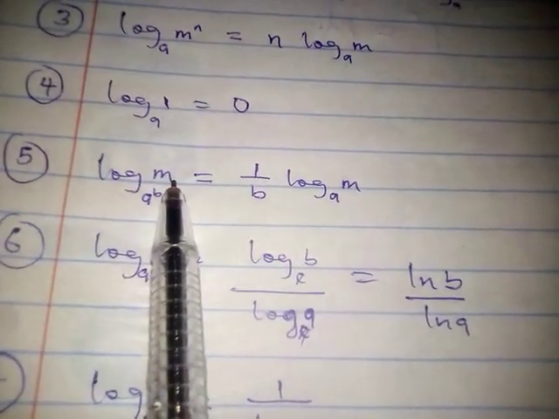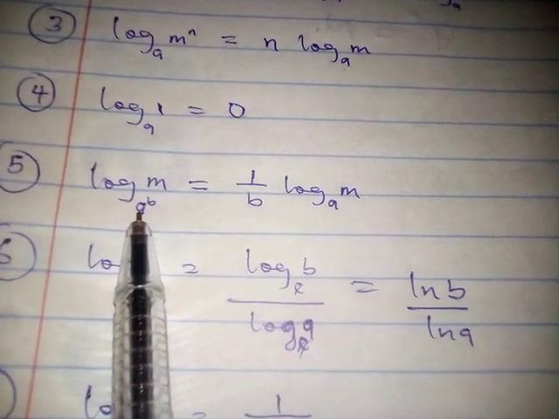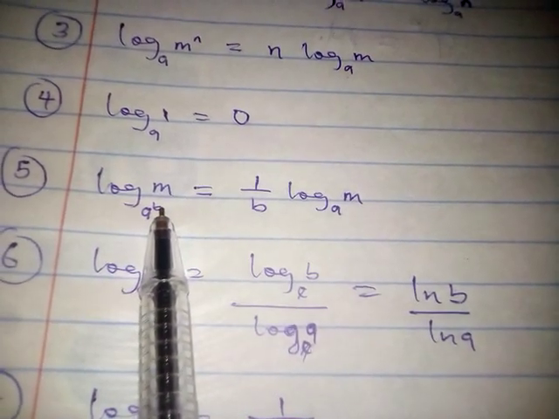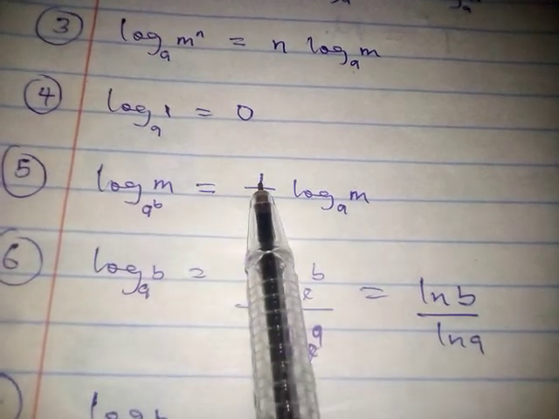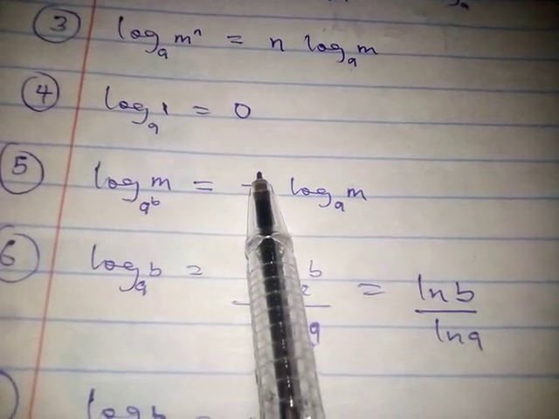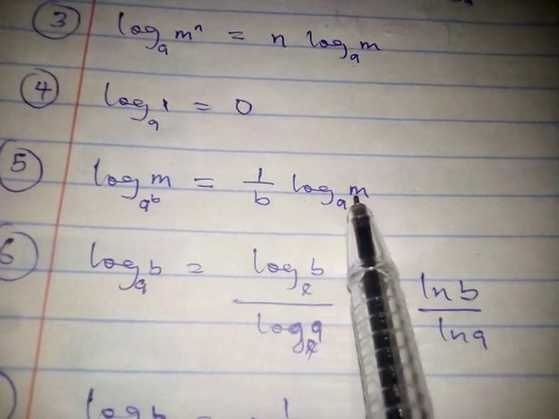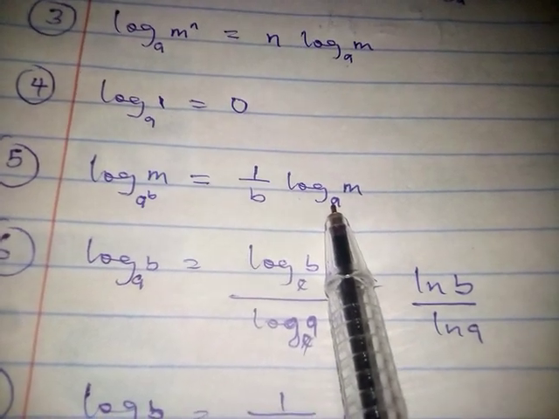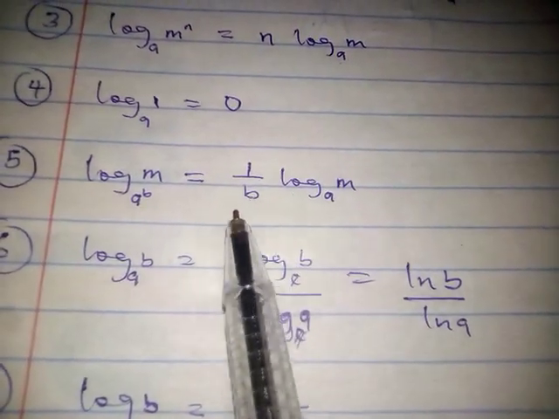Now this one is also true. Logarithm of m, where your base is a raised to the power of b, is equivalent to the same thing as saying 1 over b times log m with respect to the base a. This has a proof. Maybe in our next video I'll prove this.